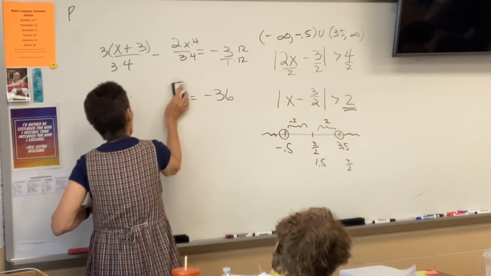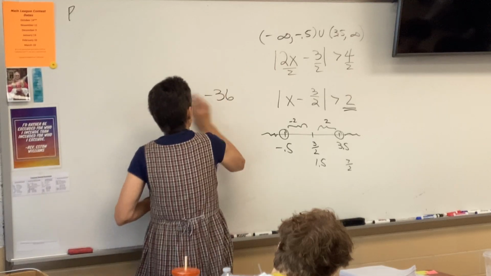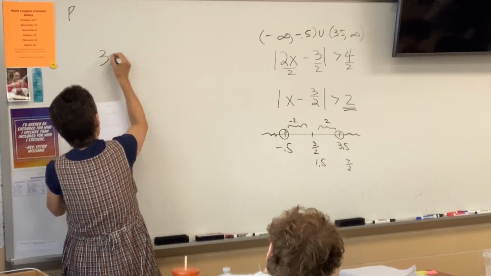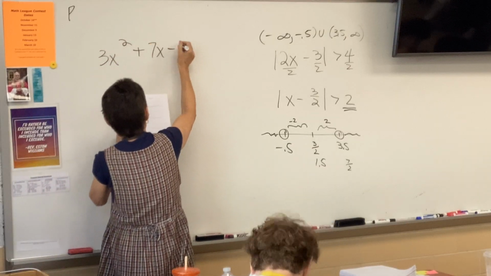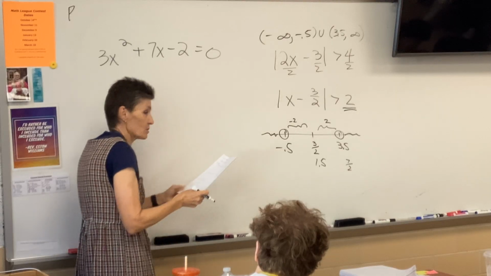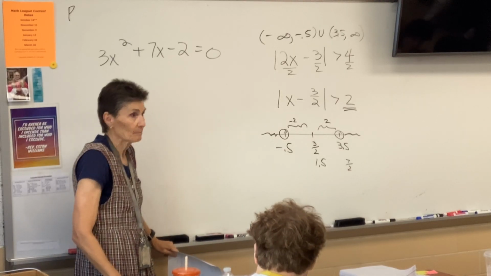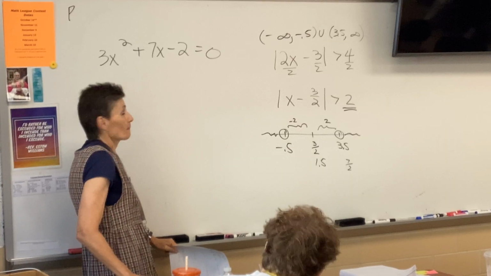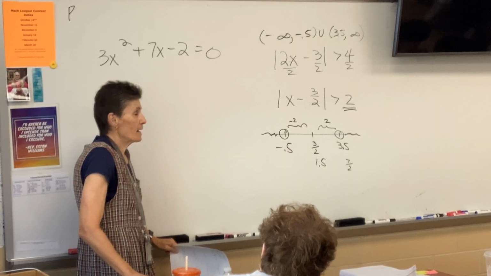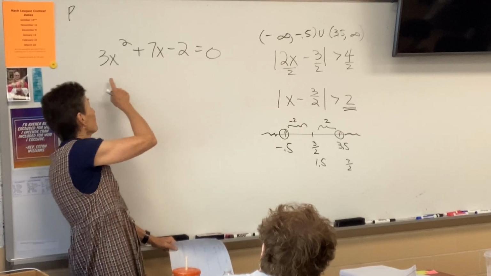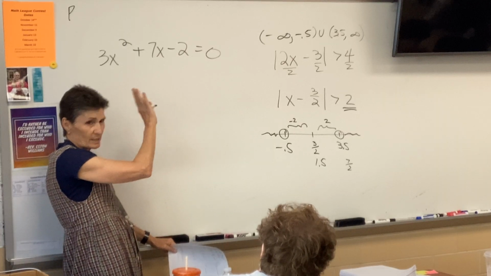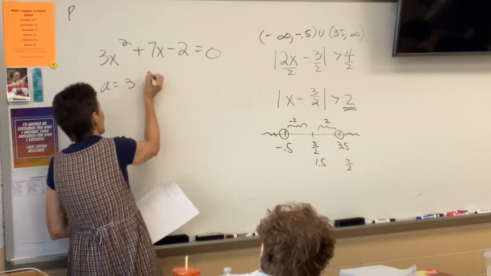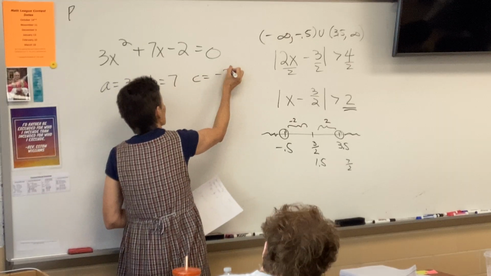Do not draw a number line for the next one. Because notice, it's not an inequality. It's just a straight up equation. How do you want to solve that? Quadratic formula is awesome. I don't think it's going to factor, and I do not want to complete the square because I'd have to divide everything by 3 and just get a bunch of fractions. So I think the quadratic formula is the best. So A is 3, B is 7, C is -2.